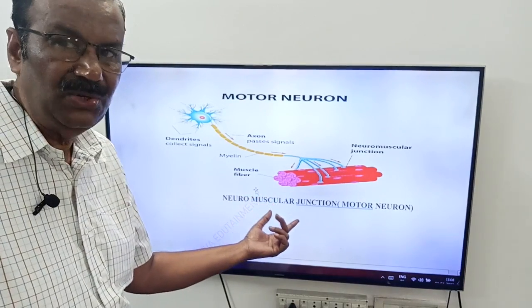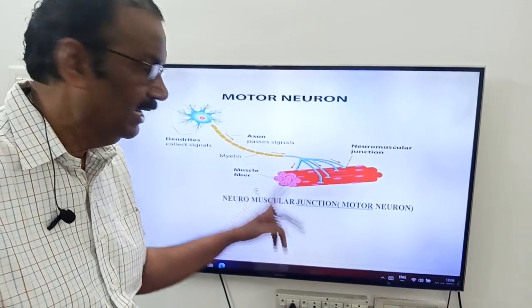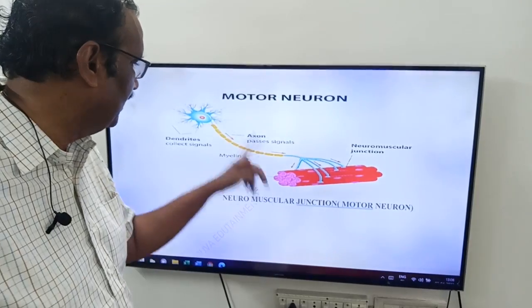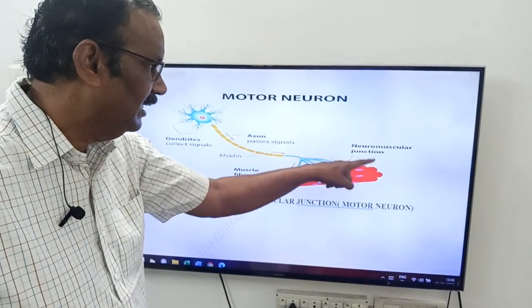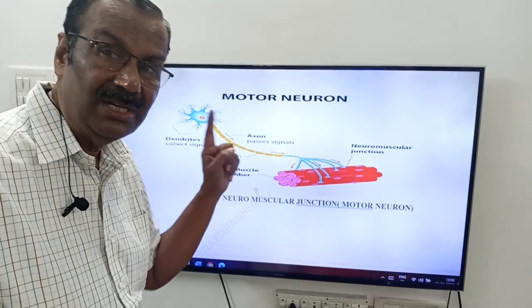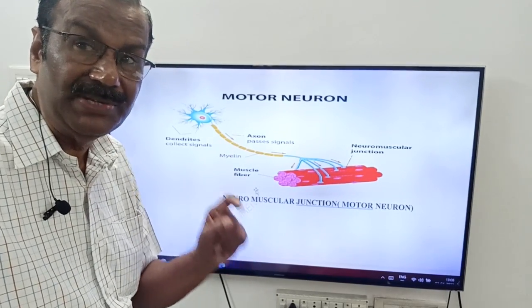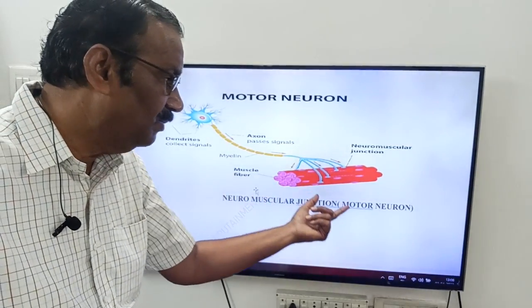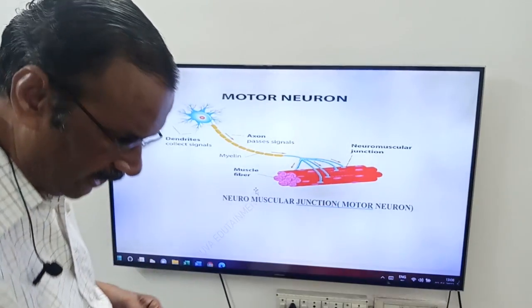Now once again you see, friends, a motor neuron. This is NMJ, Neuromuscular Junction, a junction between a nerve cell and a muscle cell. See, this is a nerve cell. It innervates a muscle cell. This is a junction between what? Nerve cell and muscle cell. That is the Neuromuscular Junction. It is also called the motor end plate.